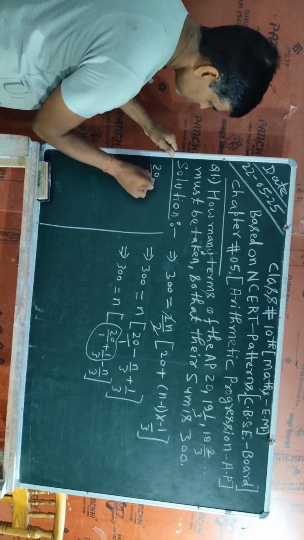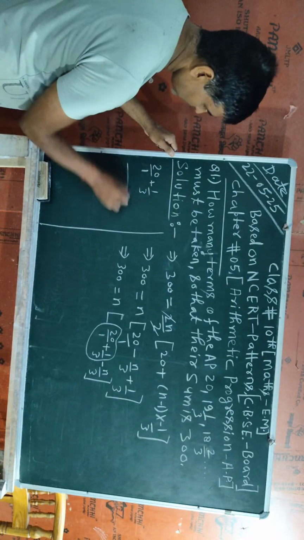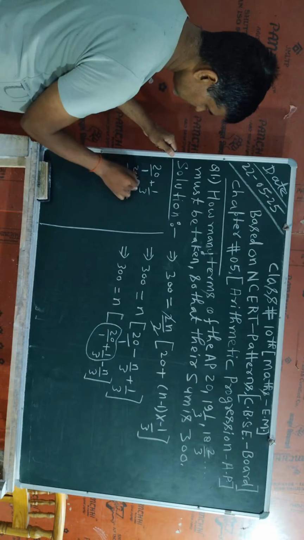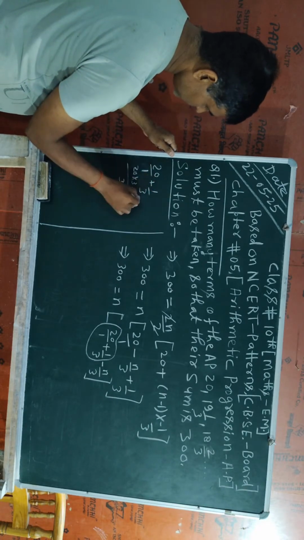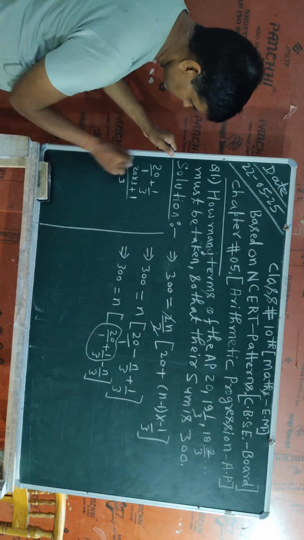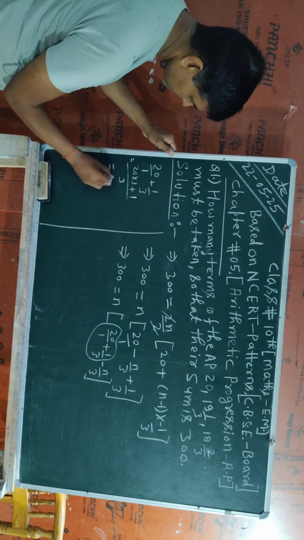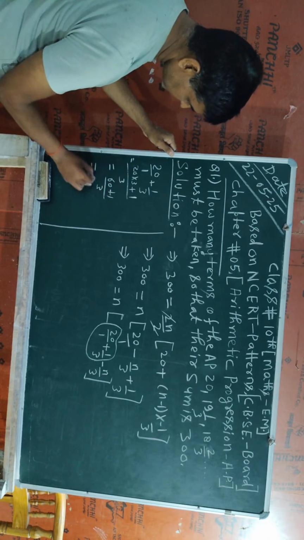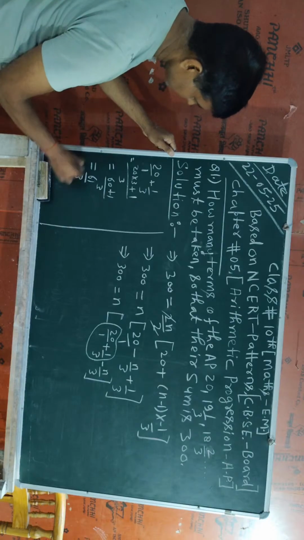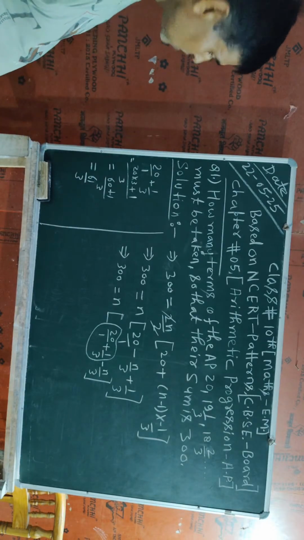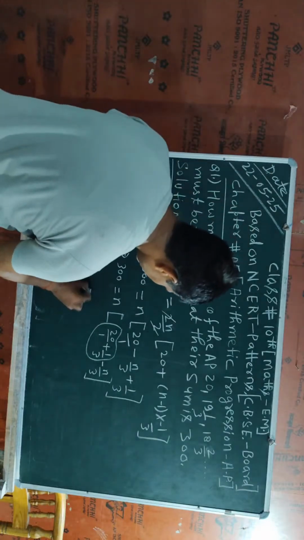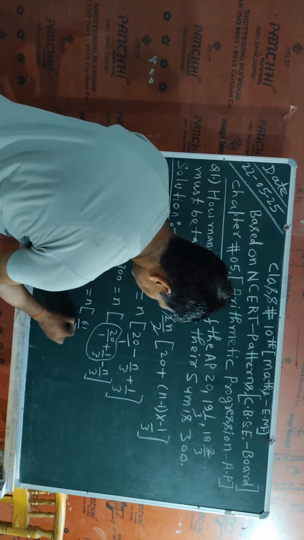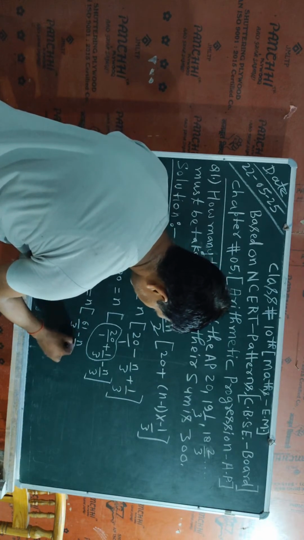20 divided by 1 plus 1 divided by 3. So I will take the LCM 3, and this will be 20 into 3, and here will be 1 into 1. So here I will say this will be 60 plus 1 divided by 3. I will say 61 divided by 3. So after simplification I have got its value 61 divided by 3 minus n divided by 3.